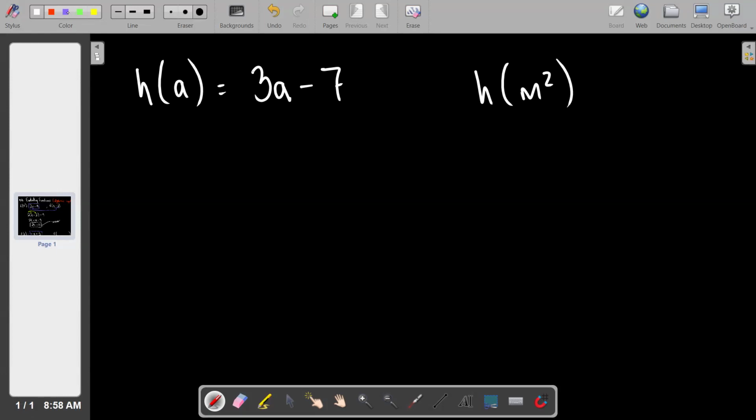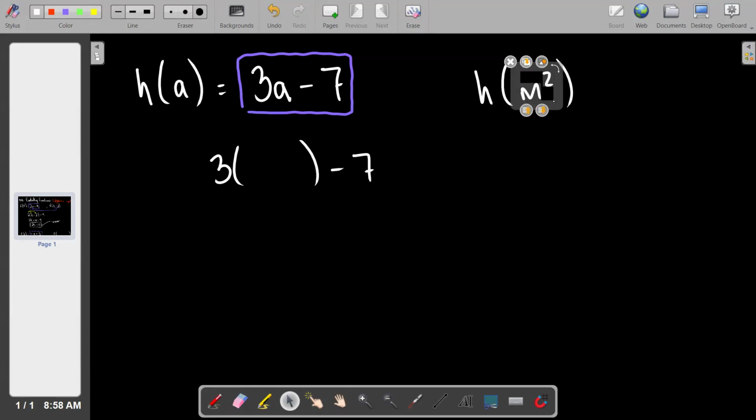So the function rule is in the purple box. My job is to copy that function rule down. And every time I encounter a variable, I put a void. So there is 3 blank minus 7. What's going in the blank? M squared. So I take that out, plug it in there, and this problem is basically over.